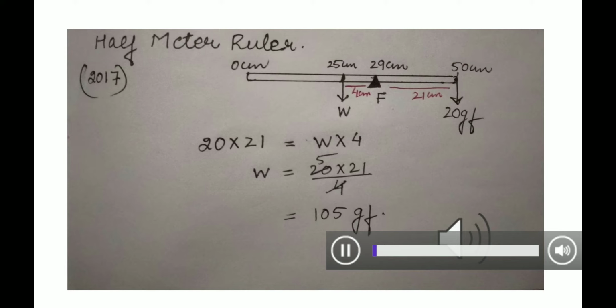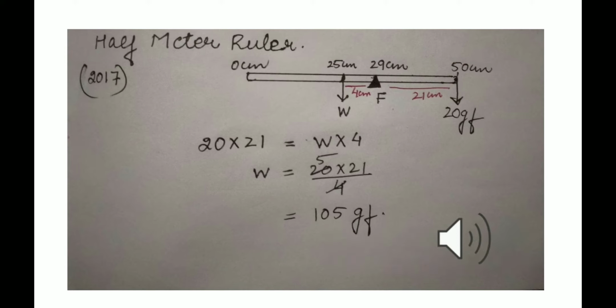Now this question I have taken from 2017. It is not necessary that the ruler should be of 100 centimeter only. You can take a 50 centimeter ruler also. So here it is a 50 centimeter ruler, that means a half meter ruler. And the question is that we have to find out the weight of this ruler, whereas the fulcrum is placed at 29 centimeters and the other weight is placed at the end at the 50 centimeter mark.